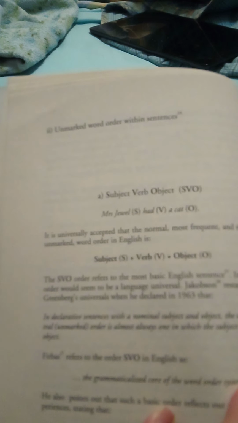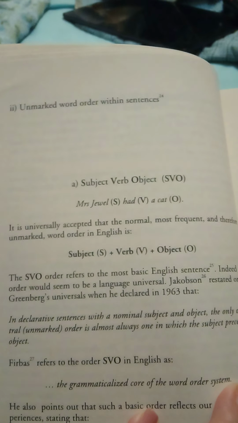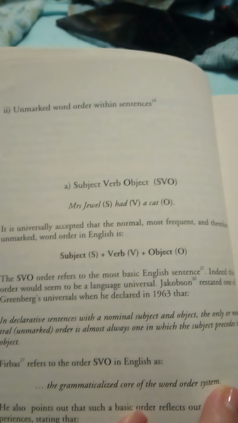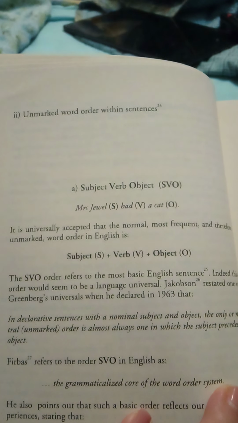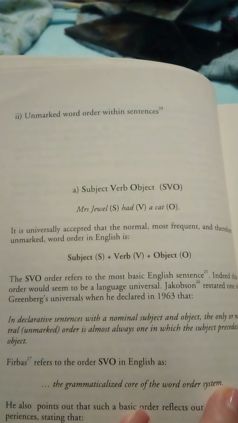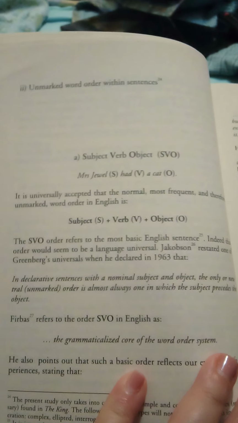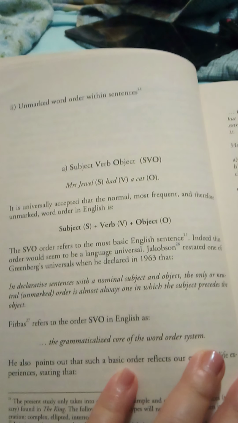Unmarked word order within sentences. Subject, verb, object. Mrs. Jewell, subject, had, verb, a cat, object. It's universally accepted that the normal, most frequent, therefore unmarked word order in English is subject, verb, object, SVO. The SVO order refers to the most basic English sentence, in that this order was seen to be language universal.